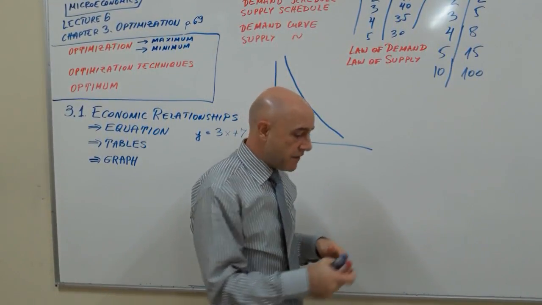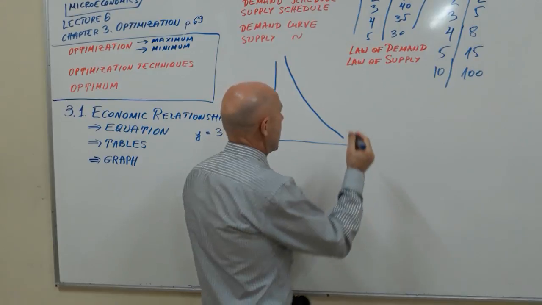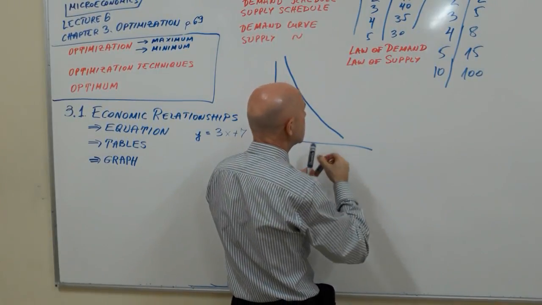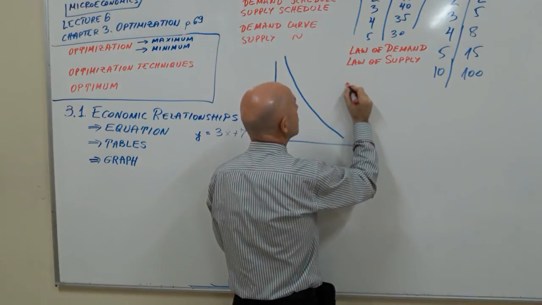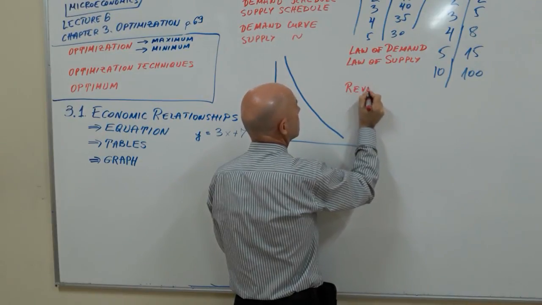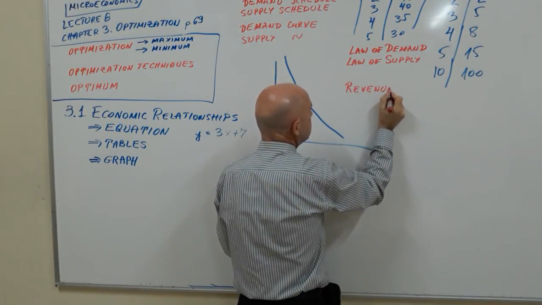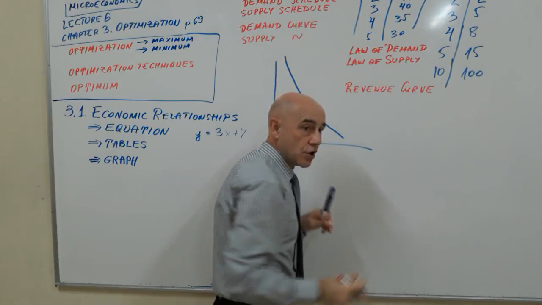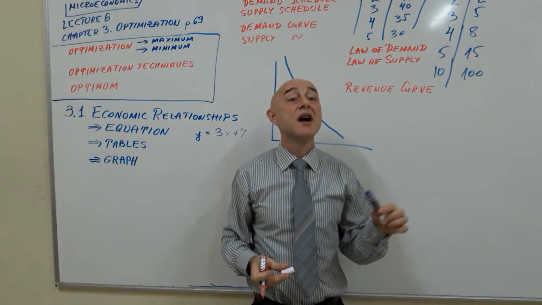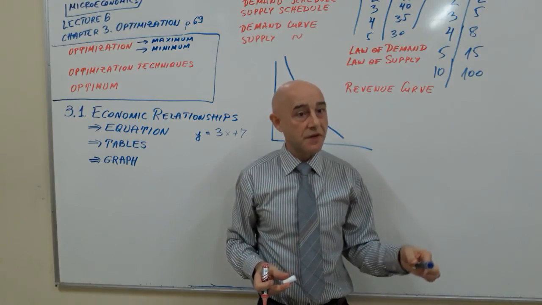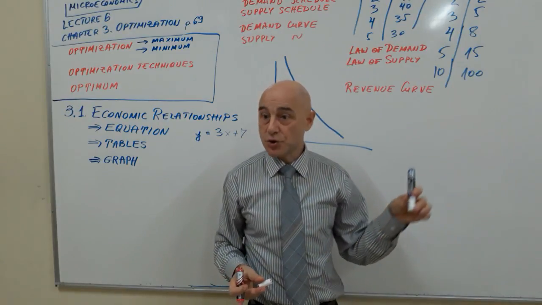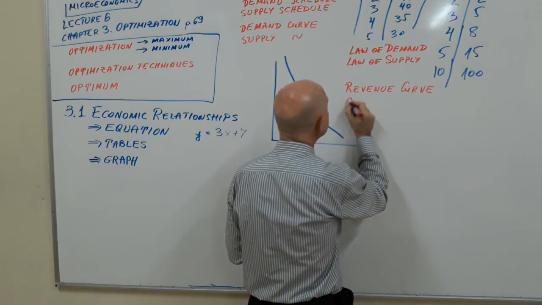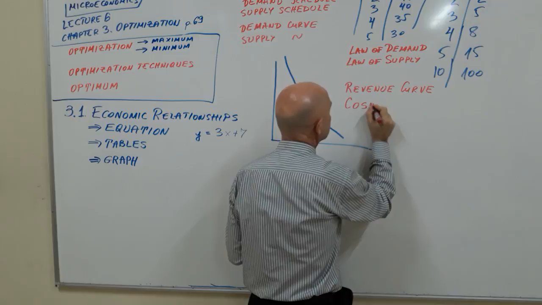Now, you may have what's called a revenue. Let me see where I'm going to write. Okay, I'll continue writing here. Revenue curve. You may have a revenue curve which shows revenues for different quantities. I'll show in a minute. And then have a cost curve.